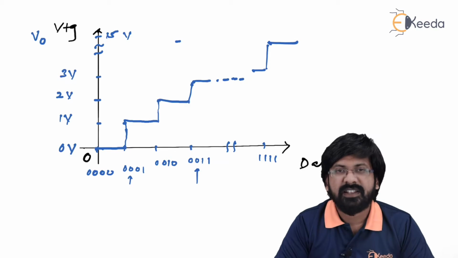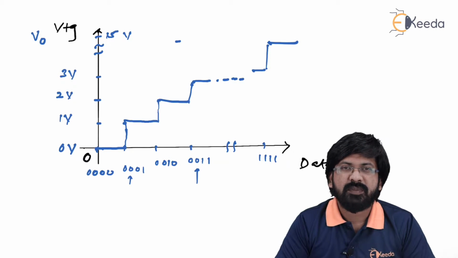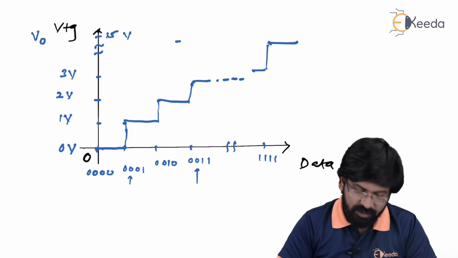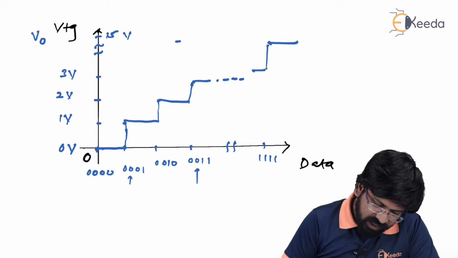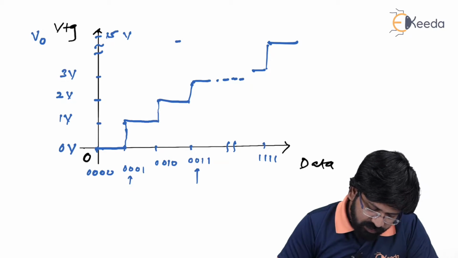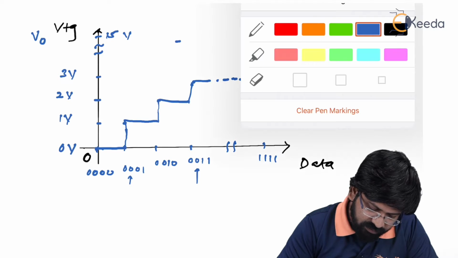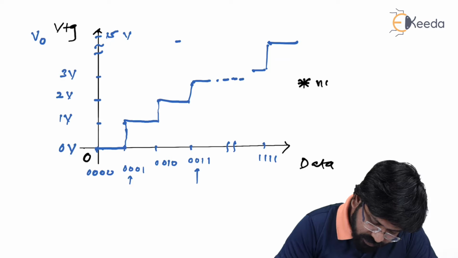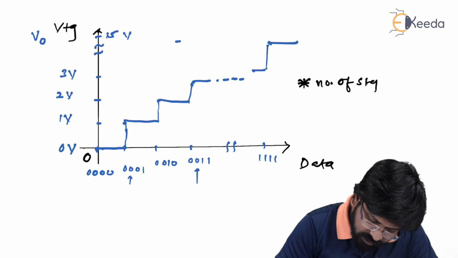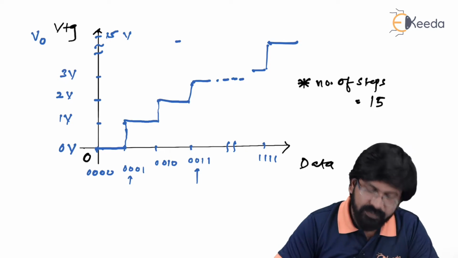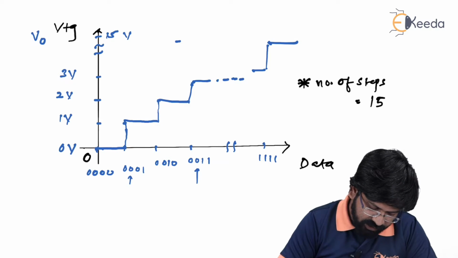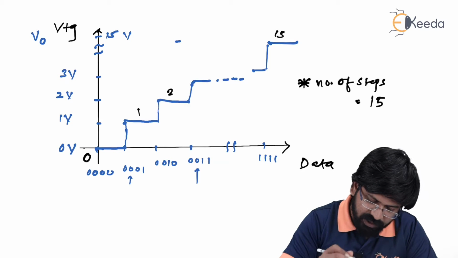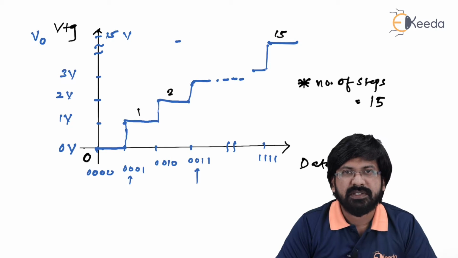What you can see is that output is changing in terms of steps with respect to input. This is nothing but stepwise output. If I count the number of steps here, it would be 15 steps. Like this is the first step, second step, and so on, you will go up to 15. So there are a total of 15 steps here.